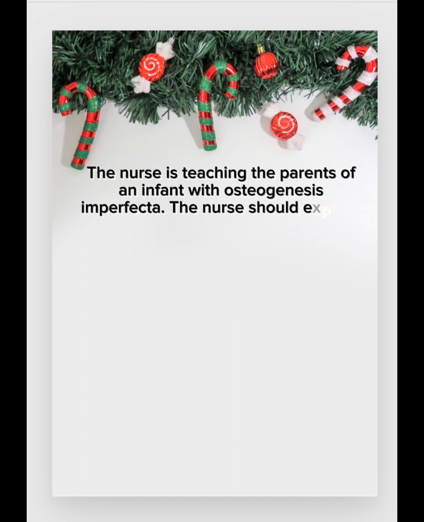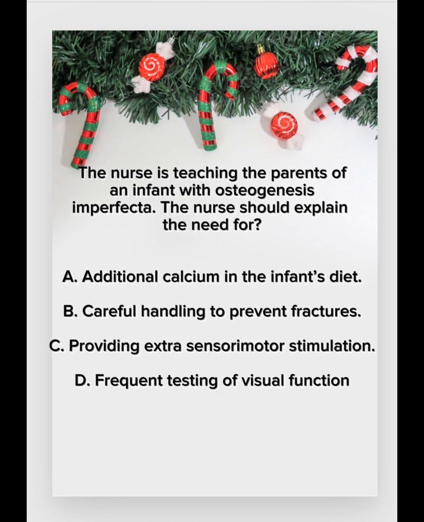The nurse is teaching the parents of an infant with osteogenesis imperfecta. The nurse should explain the need for A. Additional calcium in the infant's diet. B. Careful handling to prevent fractures. C. Providing extra sensory-motor stimulation. D. Frequent testing of visual function. The right option is B.